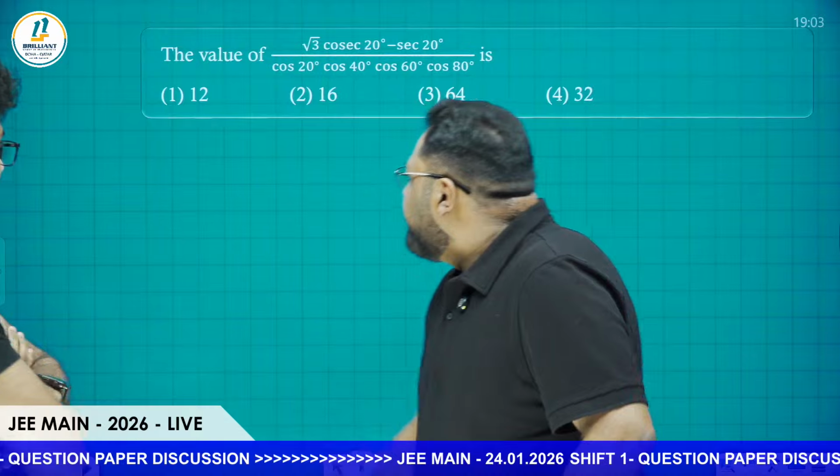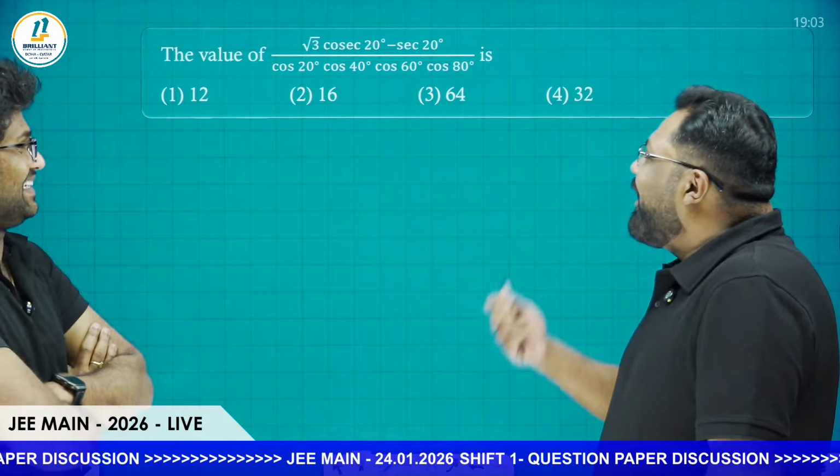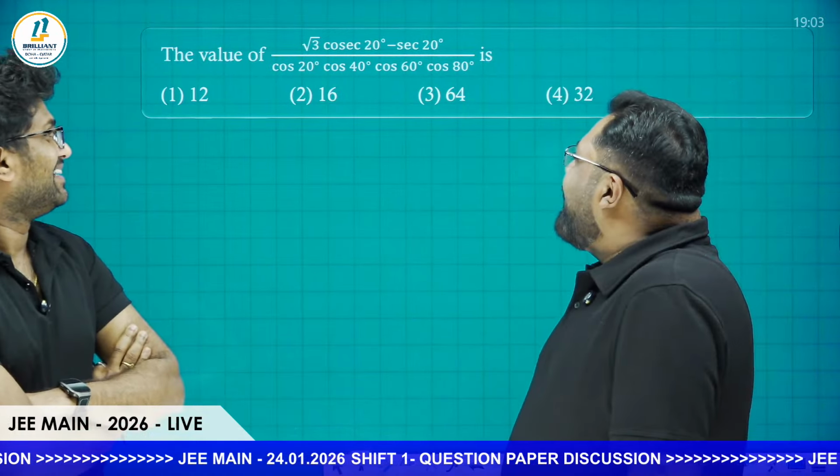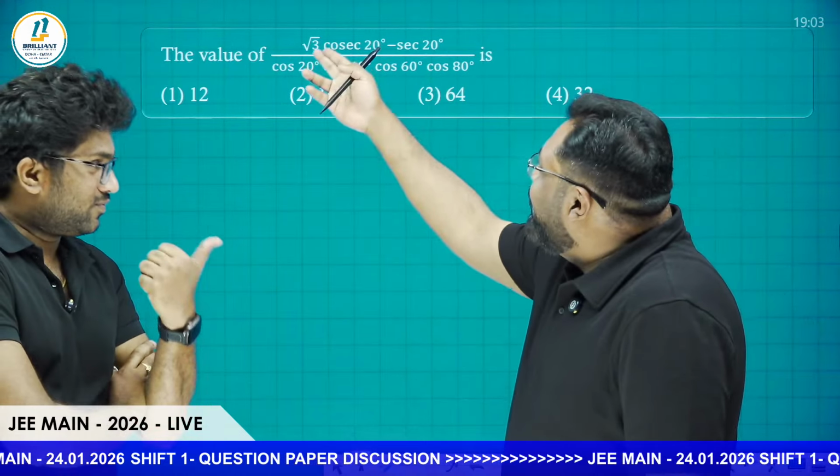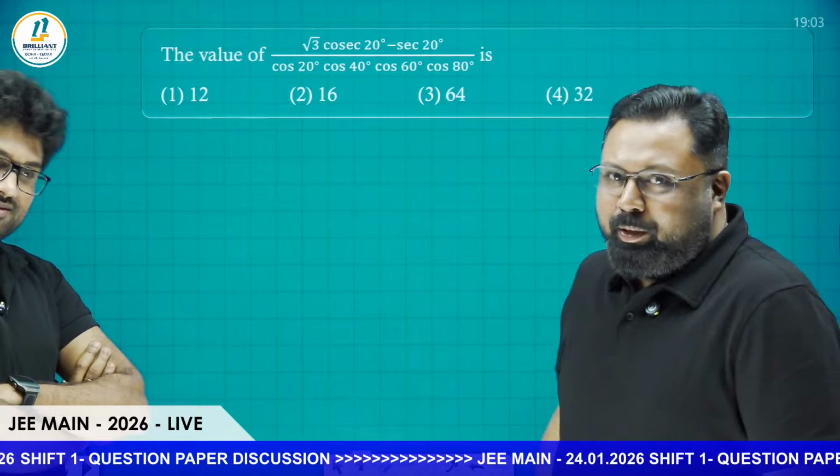Okay, so the value of root 3 cosec 20 minus sec 20. This question came already, like this numerator came already on the first day.